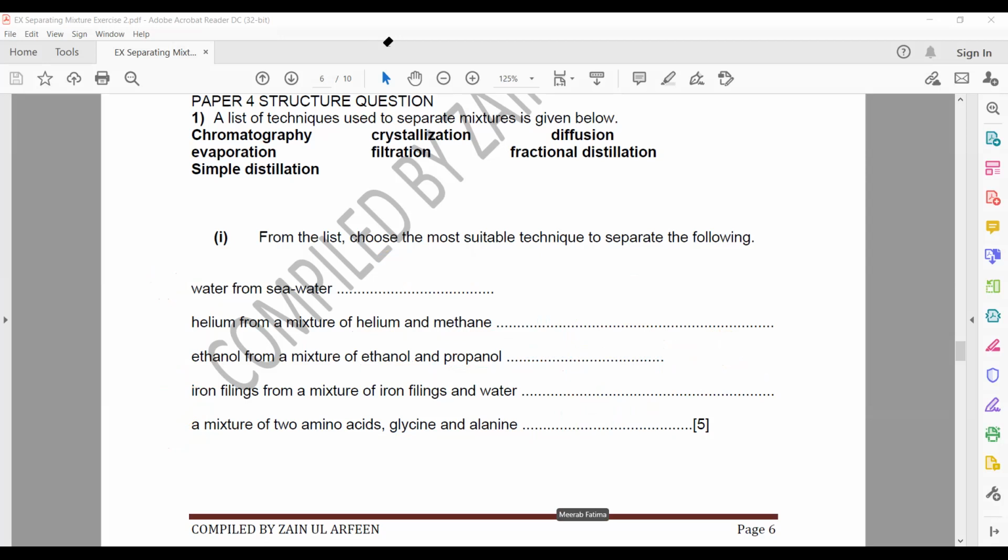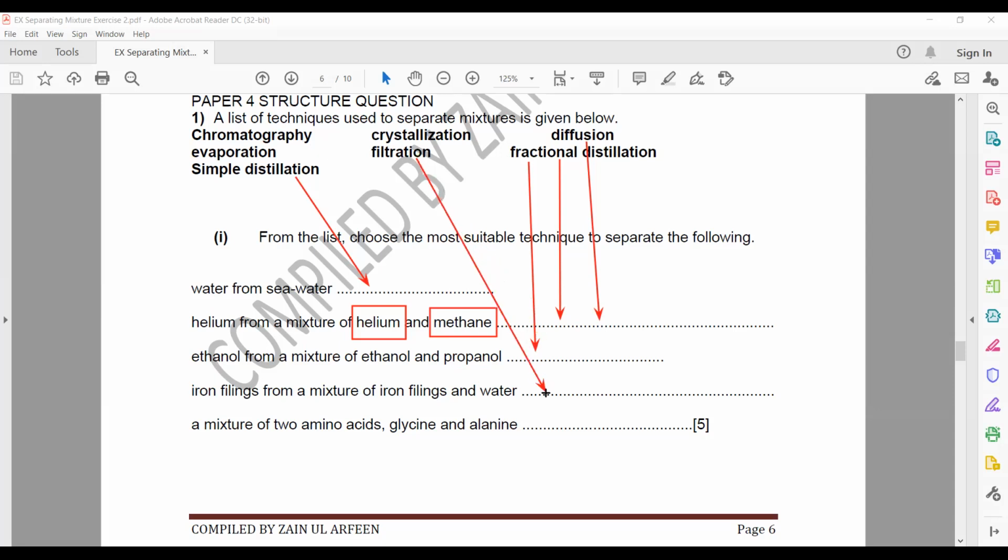Thank you for your participation. The first one, water from seawater, that was simple distillation. Helium from a mixture of helium and methane, fractional distillation. Even diffusion can be used. Why can diffusion be used? Because these are gases with different masses, so even diffusion is acceptable. Ethanol from a mixture of ethanol and propanol, these are miscible liquids. Iron filings, so we can use filtration. A mixture of two amino acids, so we will use chromatography. Is it clear to everyone?